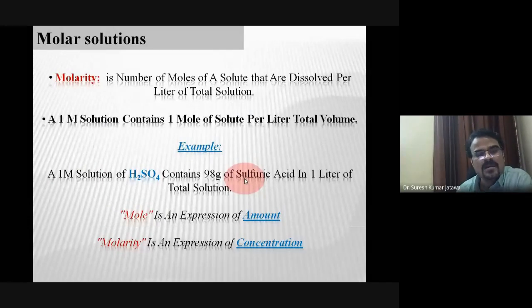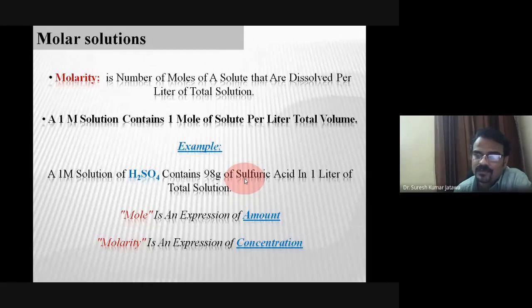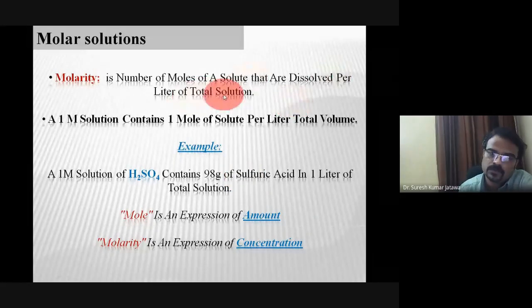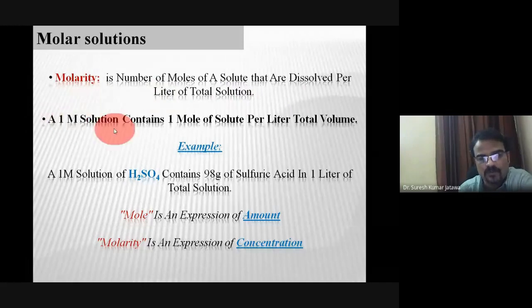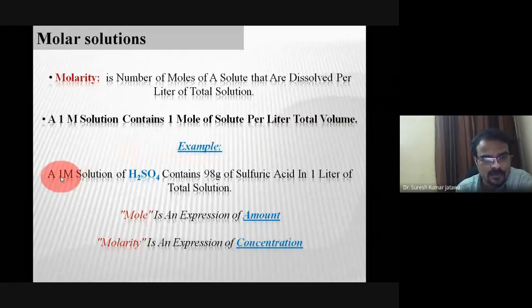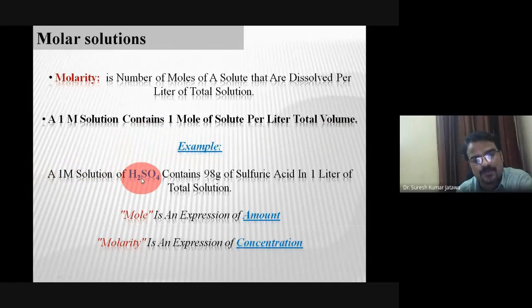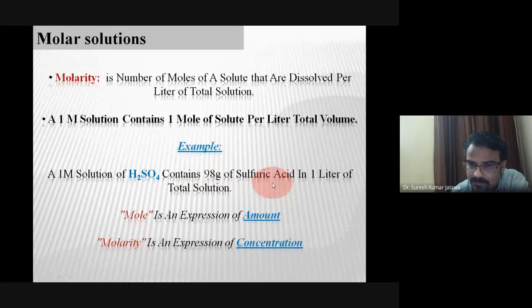Molarity. So what is molarity? Molarity is the number of moles of a solute that are dissolved per liter of total solution. It means a 1 molar solution contains 1 mole of solute per liter of volume. For example, a 1 molar solution of H2SO4, sulfuric acid, means the 1 mole of H2SO4, which contains 98 gram of sulfuric acid in 1 liter of total solution, because a 1 molar solution contains 1 mole of your solute.